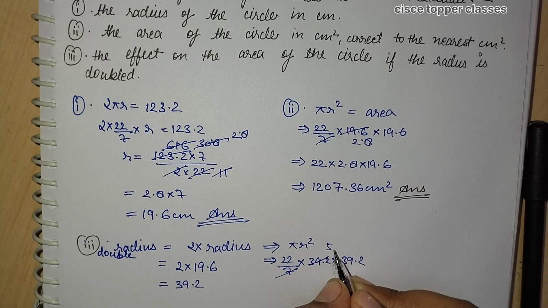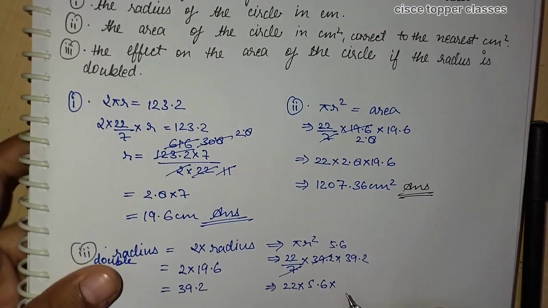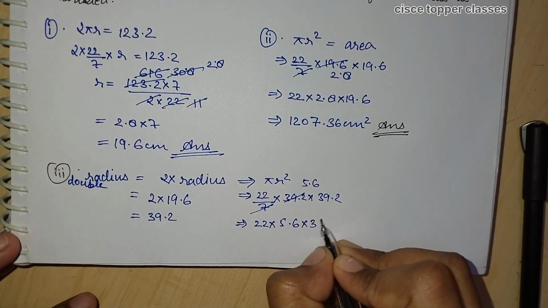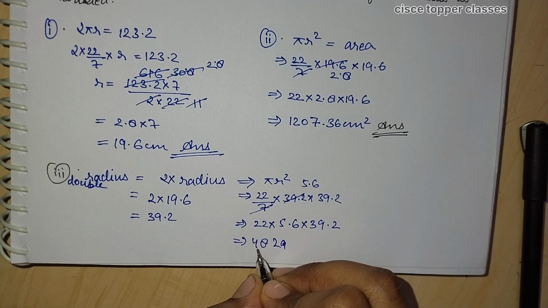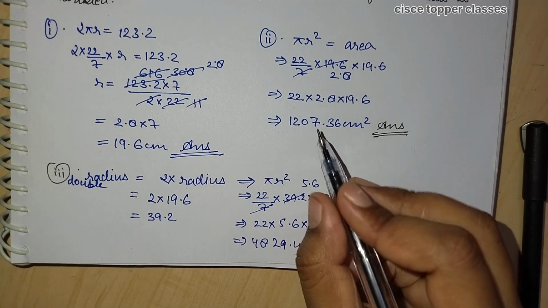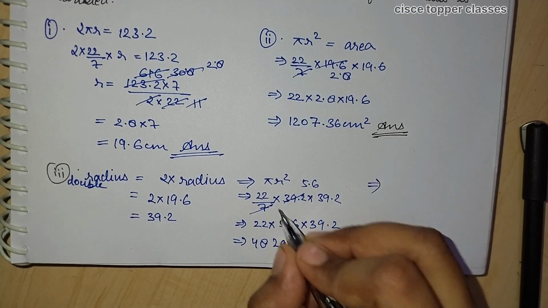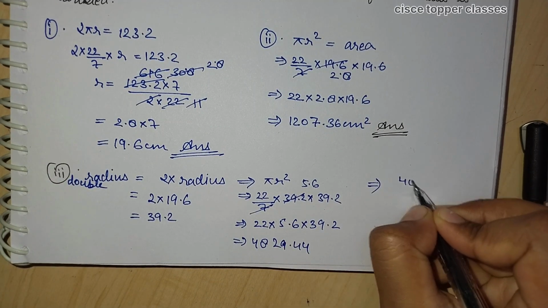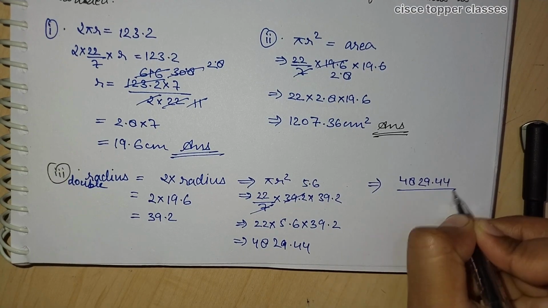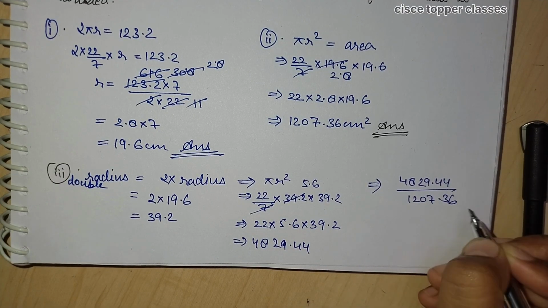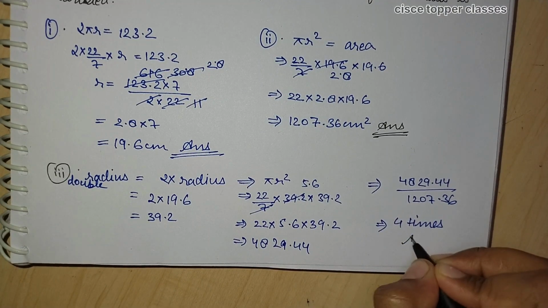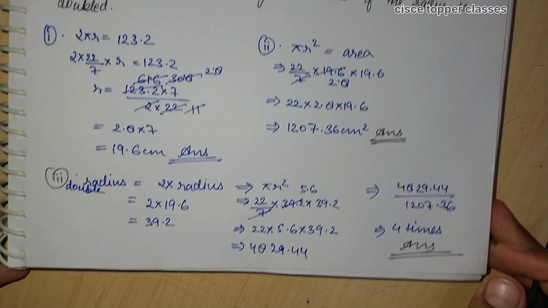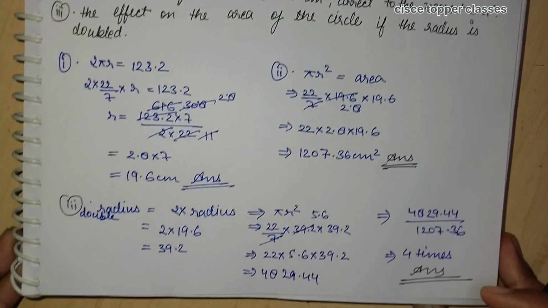This will again cancel out, 5.6. So here 22 into 5.6 into 39.2. So this will be 4829.44. So for finding the effect, we will divide the second area by the first area. So this will be 4829.44 divided by 1207.36. Dividing this, we will get 4 times. So 4 times is the answer in this question. So this is the final solution of the 10th question, and this is the answer.